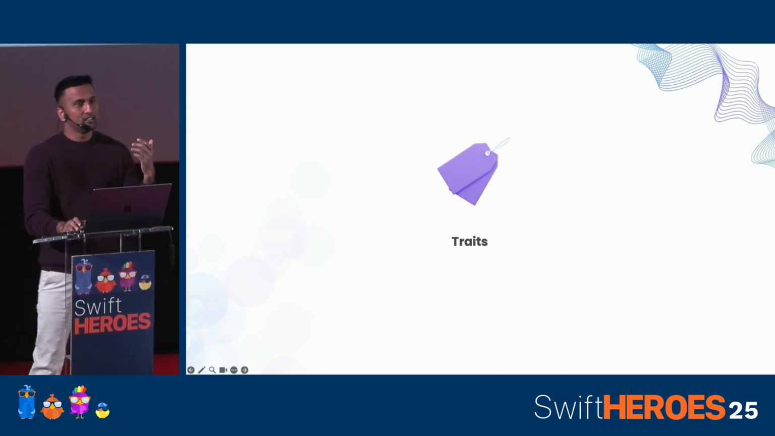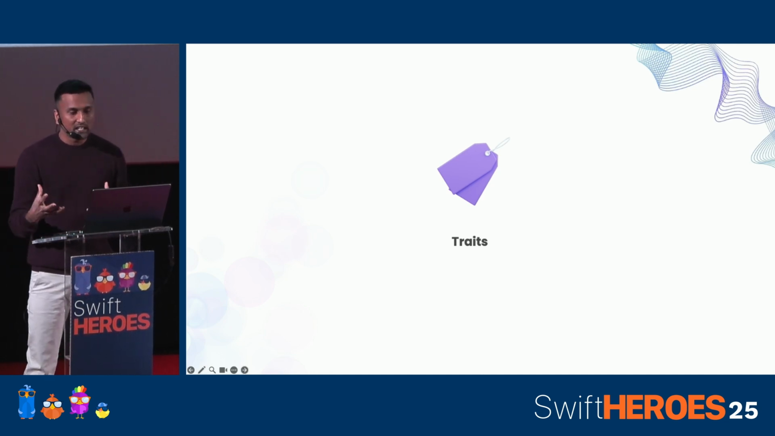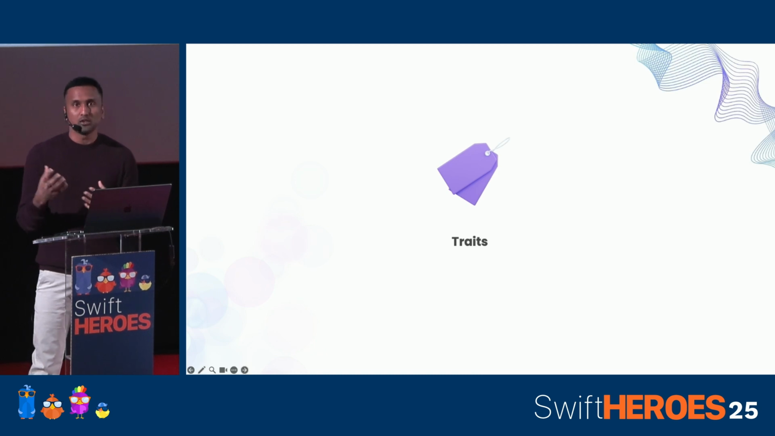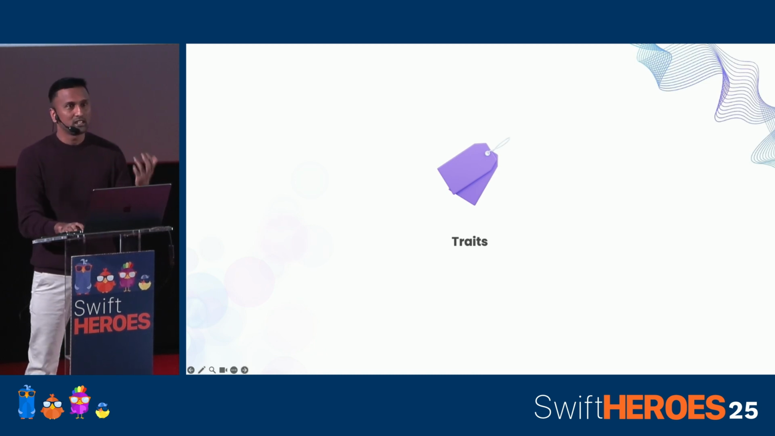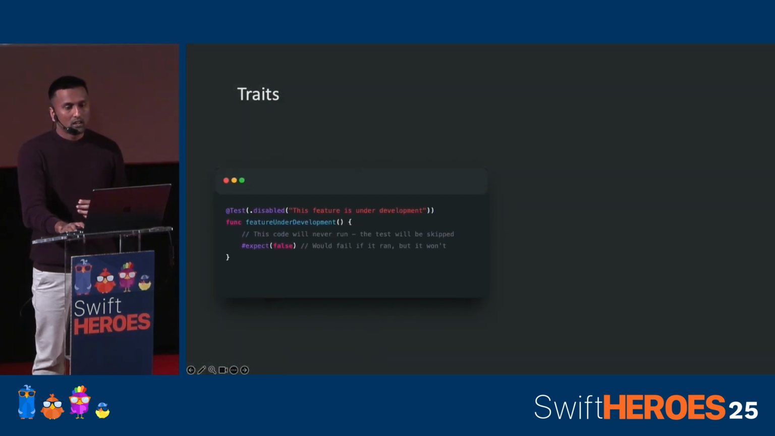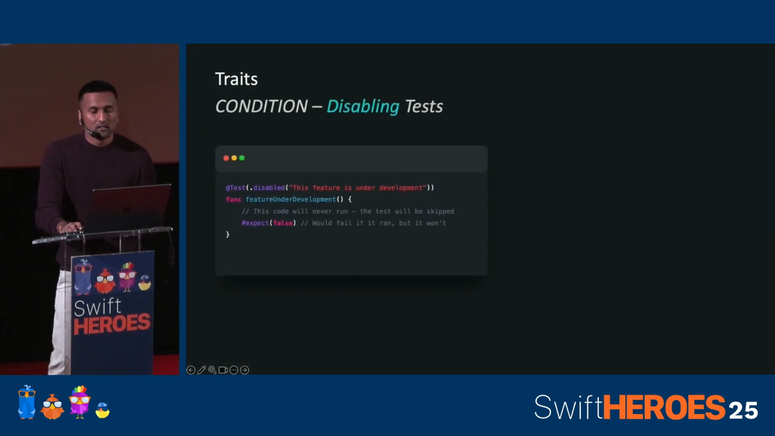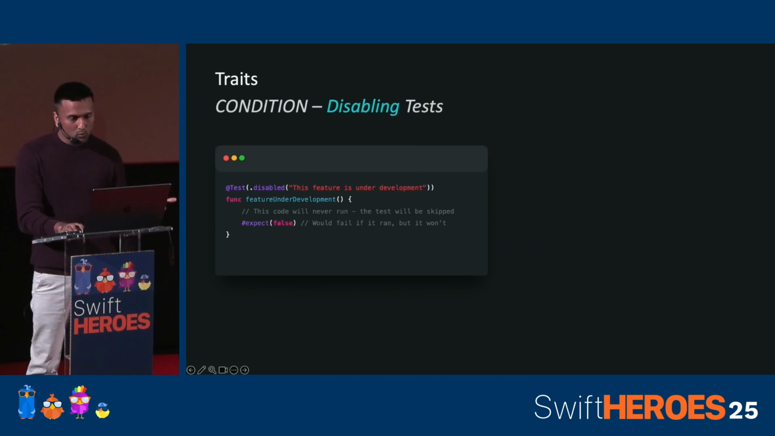So I see this like adding metadata or the roles you want to add to your test, like your test can perform these kinds of things. Traits are useful in many ways. First is this disabled one.